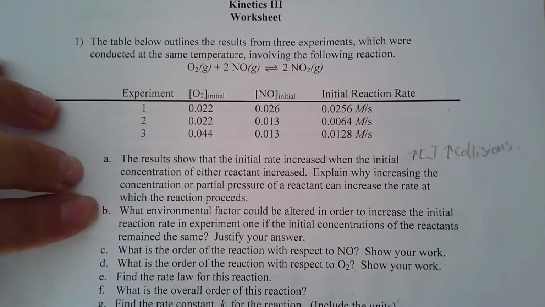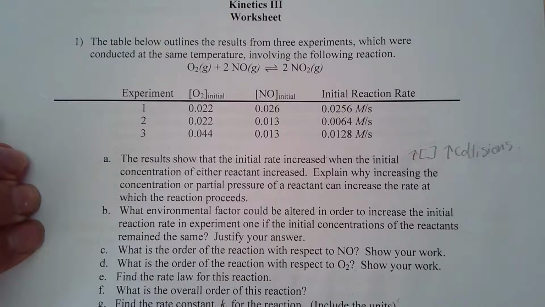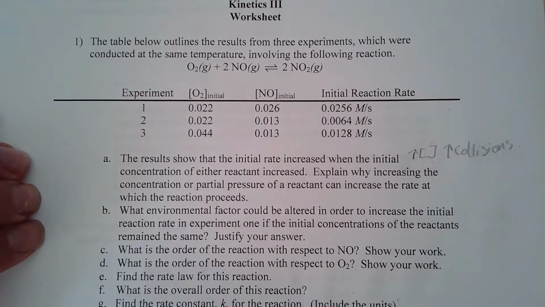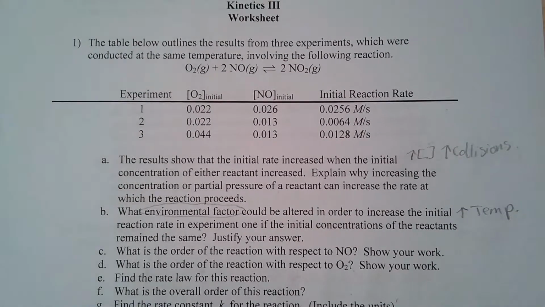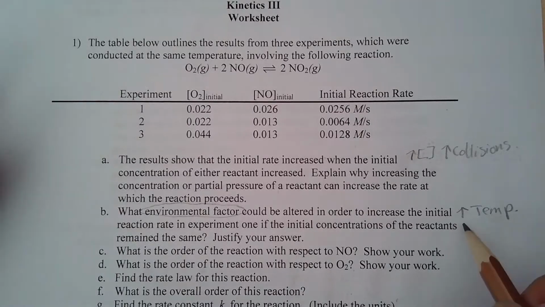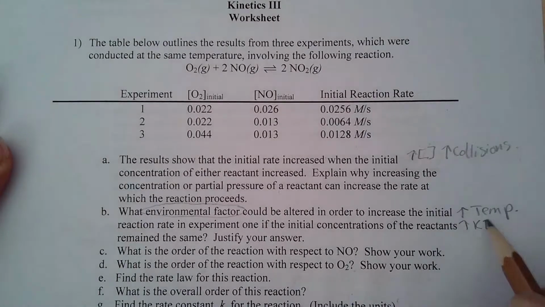So then B asks what environmental factor could be altered in order to increase the initial reaction rate in an experiment. Okay, so the initial concentrations of the reactants are the same, but we want to know what's the environmental factor. And of course, an environmental factor would be an increase in temperature. Okay, so if you increase the temperature, even though the concentrations are the same, you're going to increase the kinetic energy of the particles. Increasing the kinetic energy of the particles means more particles are able to get over that activation barrier and make products.